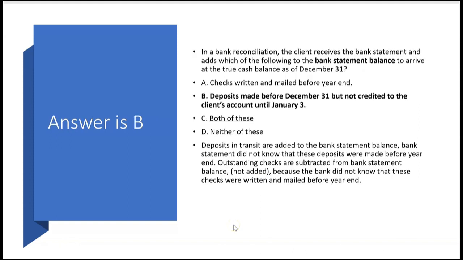B is correct. Deposits in transit are added to the bank statement balance. The bank statement didn't know that these deposits were made before year end, and they don't appear on the bank statement for December. Outstanding checks, which is what letter A is all about, would be subtracted from the bank statement balance, not added, because the bank didn't know that these checks were written and mailed before the year end, but you wouldn't add this. Remember, the question asked which of the following would be added to the bank statement balance. Outstanding checks would be subtracted.